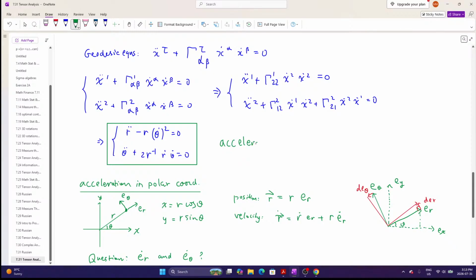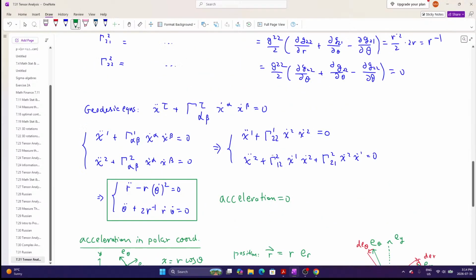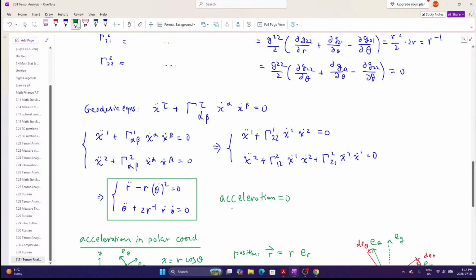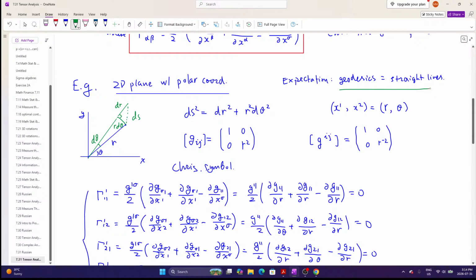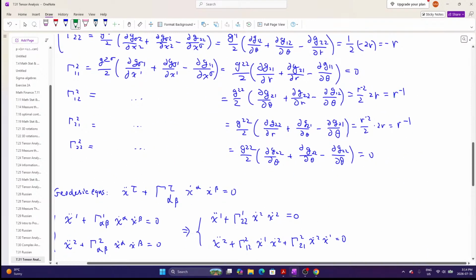It just means the acceleration equals 0. Of course, from Newtonian mechanics, we know if the acceleration is 0, then the line is a straight line, which confirms our expectation that geodesics are straight lines.